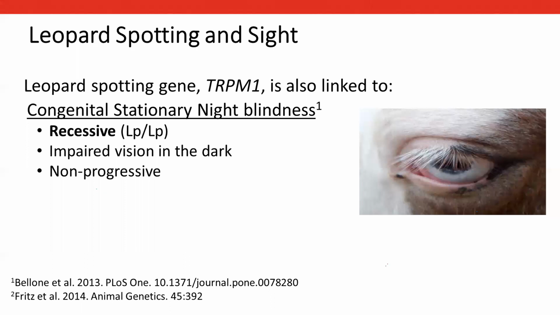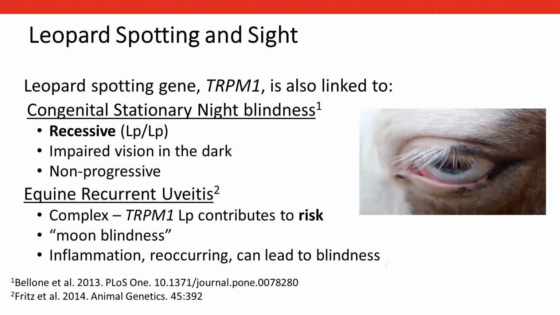These horses have impaired vision in the dark. However, it isn't progressive. So it's not going to get worse as they get older. Often the horse can deal with it pretty well. You just want to be aware. If your horse does have this condition, if you're going out on a trail ride and it's getting towards dusk, just be a little extra careful and don't point your horse over some terrain it's not used to.